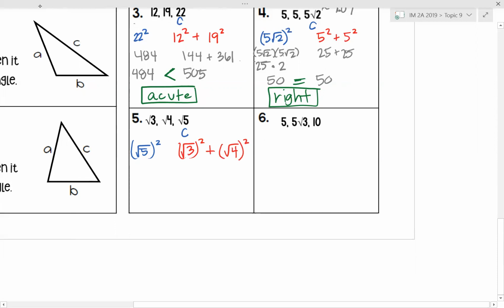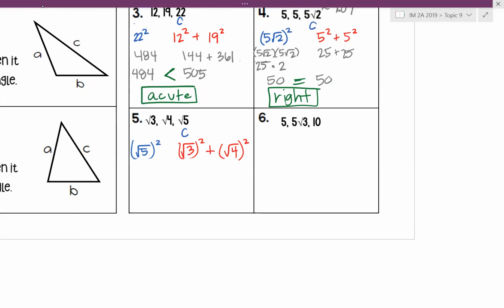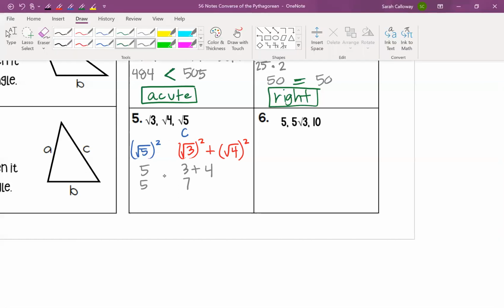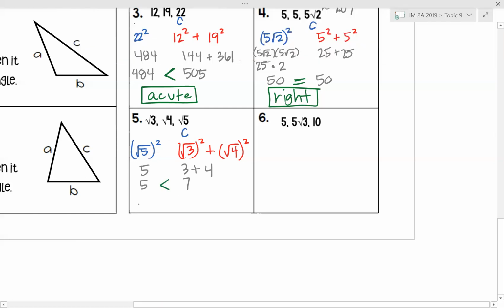And so remember that when I square a square root, those things just cancel out and I get the number inside the radical. So the square root of 5 squared is just 5. The square root of 3 squared is just 3. And the square root of 4 squared is just 4. So I'm comparing the number 5 to the number 7. And so since 5 is less than 7, that's going to give us an acute triangle.